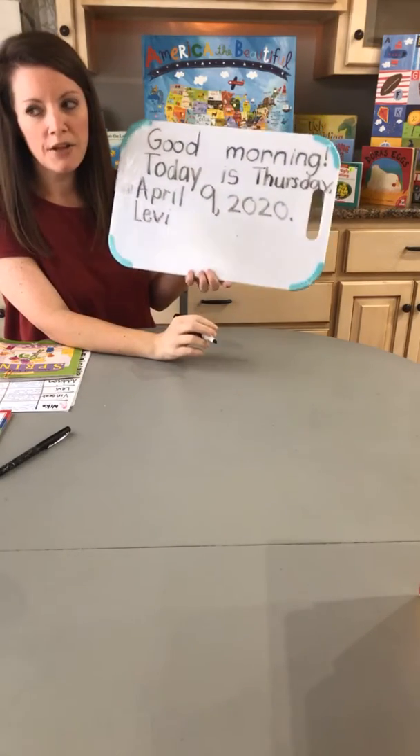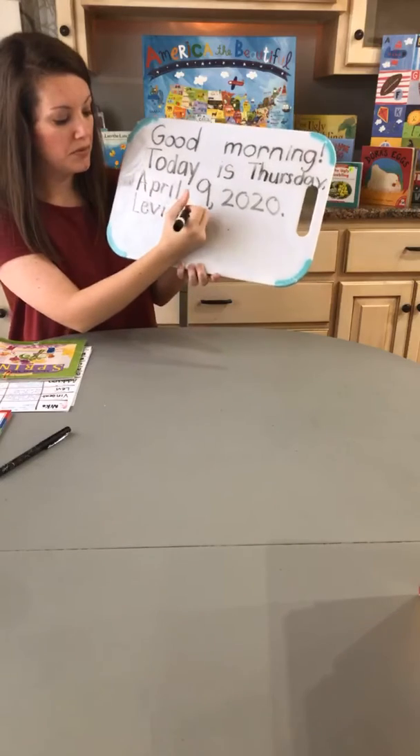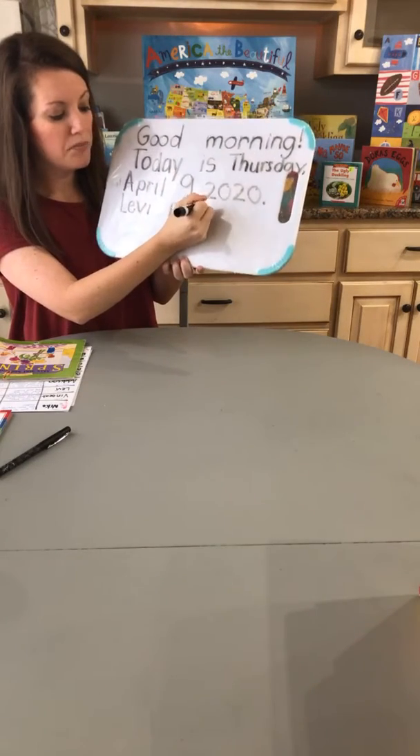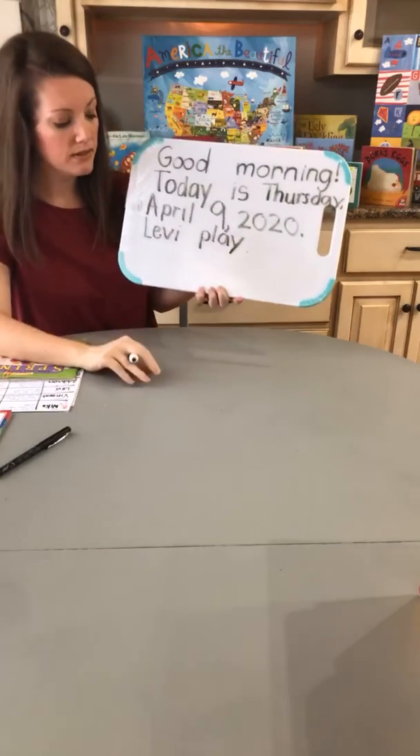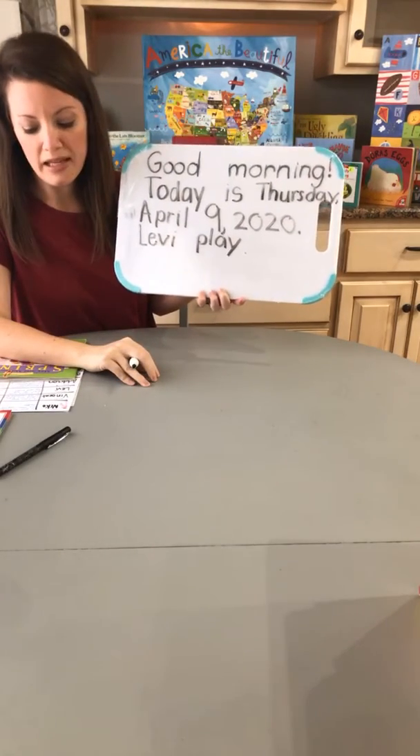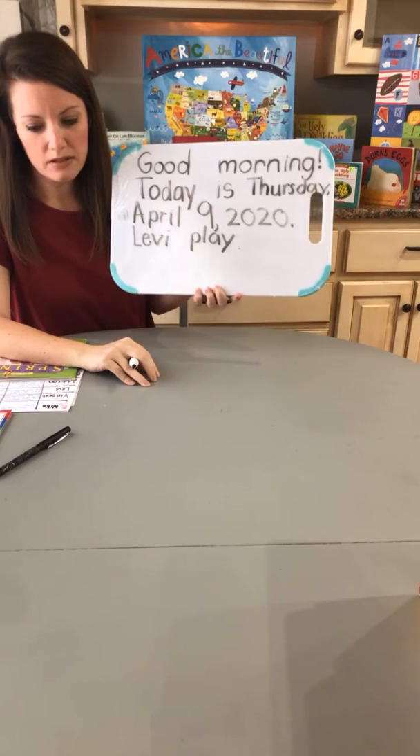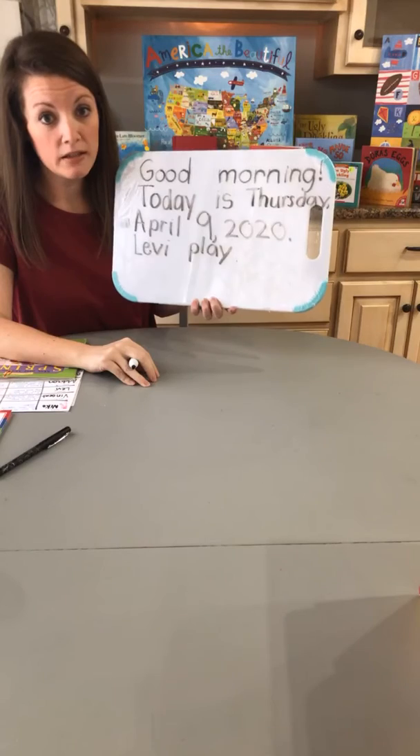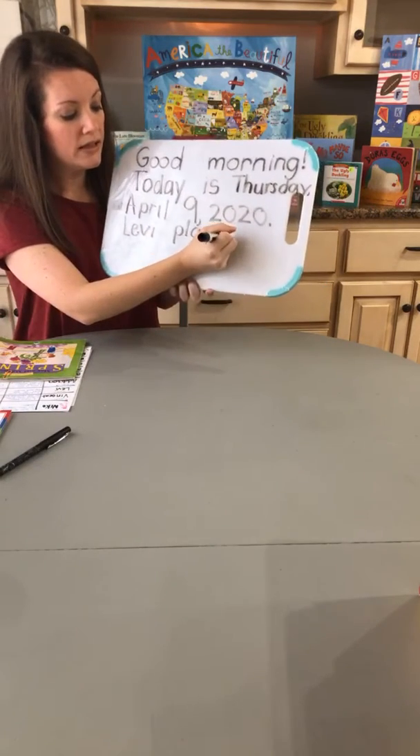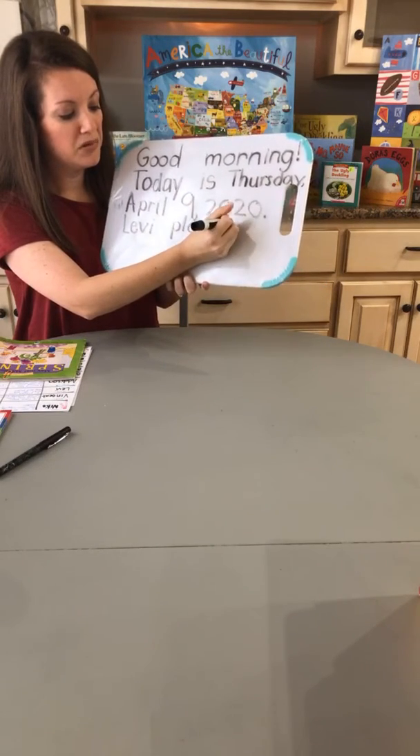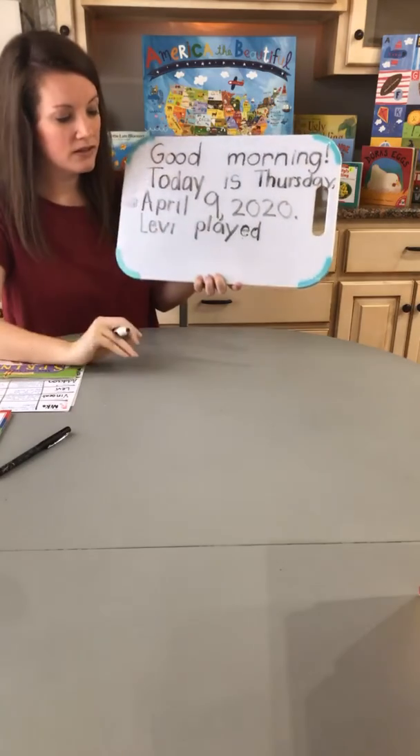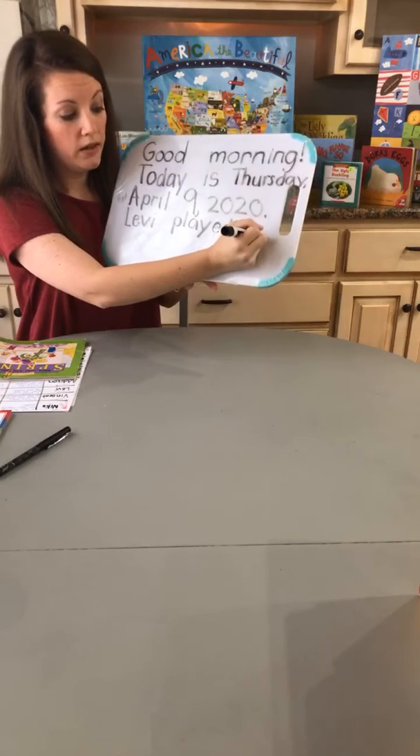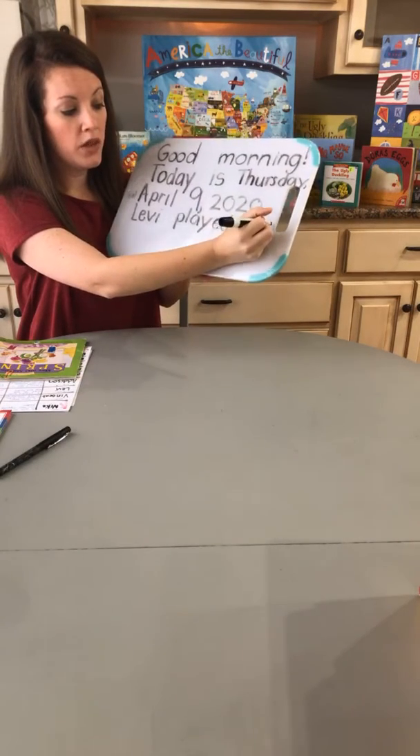Played. I know how to spell play because it's a sight word. But are we saying Levi play with Nico on the slip and slides, or Levi played with Nico on the slip and slides? We're saying Levi played. So I'm going to put an ED at the end of play. And now it says Levi played with. That's one of our sight words, so I know that one.